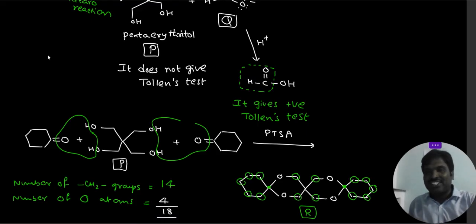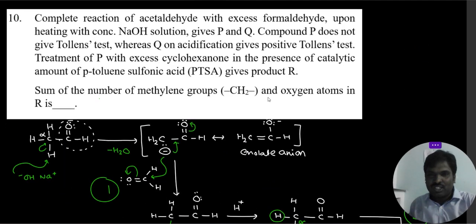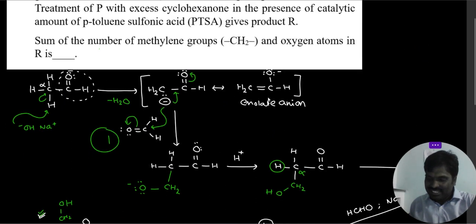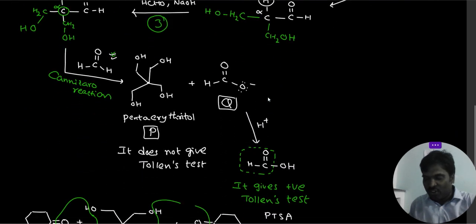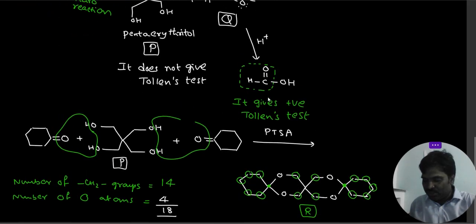I hope everyone understood this solution. Yes, number of methylene groups plus number of oxygen atoms: 14 plus 4, 18. So this is the solution. This is a JEE Advanced 2024 question. Clear? In this reaction, three times aldol addition and one time Cannizzaro reaction takes place. Then pentaerythritol is formed and formate ion. So this is the solution.